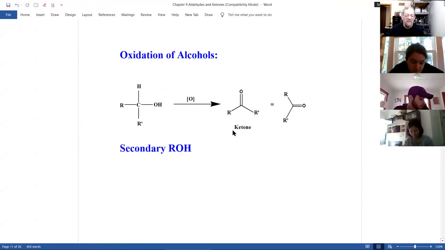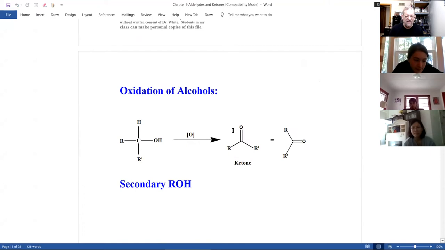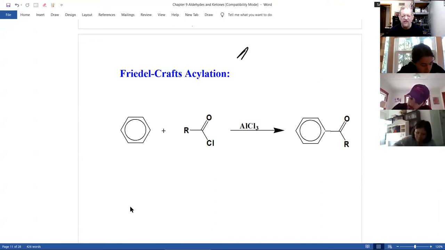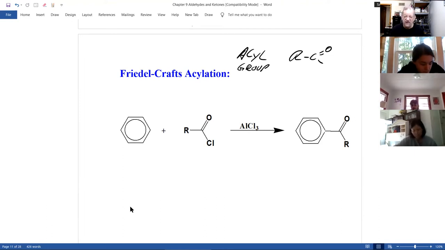All right. So if you take a primary alcohol, oxidize, you get an aldehyde. Secondary alcohol, you oxidize, you get a ketone. Now let's look at a very exciting way of making a specific type of ketone. And that's Friedel-Crafts acylation. Now, what's acylation? Now, I'll never ask on a test. An R group with a carbonyl bonded to something with carbons is called an acyl group. And Friedel-Crafts acylation, the same two chemists who came up with Friedel-Crafts alkylation, this is a way of putting an acyl group on a benzene ring.